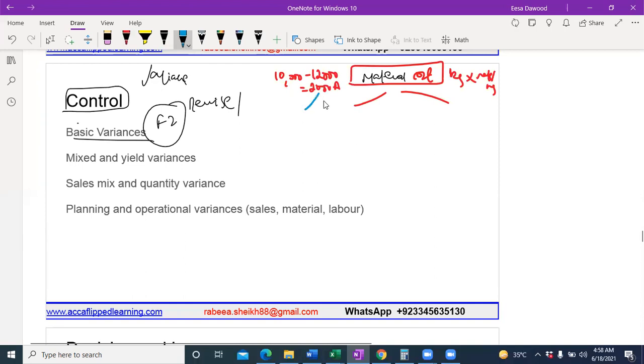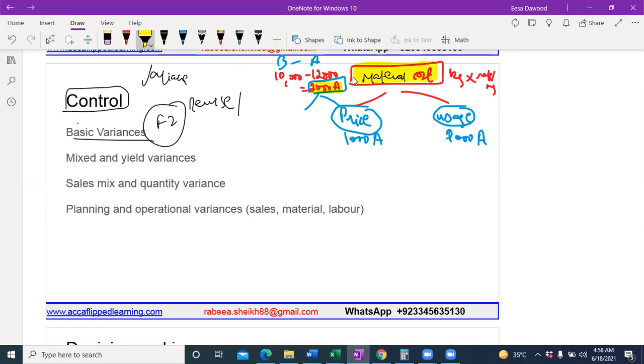So in order to assess the reason for this total variance of 2000, I need to calculate the sub variances as well, which would be material price variance and material usage variance. For example, I come to know that 1000 adverse is due to price and 1000 adverse is due to usage. So I actually know that I have used more than the standard and also I bought the material at more than the standard price. That's why I wasn't able to achieve the budgeted cost and my actual cost was 2000 more than the budgeted cost.